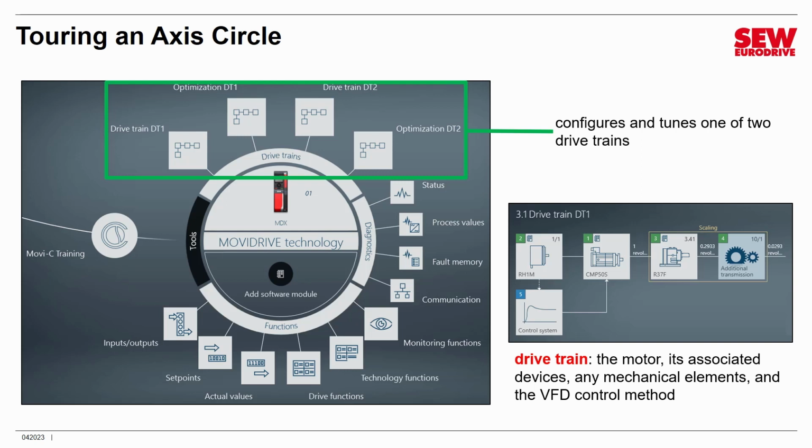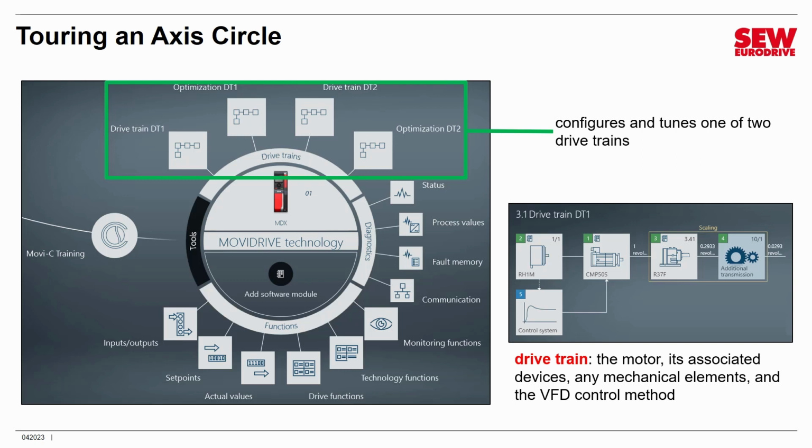Now, if you look at the example here, I've shown you a fairly complex drivetrain. There's a servo motor, that's an SEW-EURODRIVE CMP50S, that's the motor. It has a resolver, an RH1M resolver attached to the back. There's an SEW-R37 gearbox with a ratio of 3.41 attached to it that's scaling the output. And then there's a 10-to-1 sprocket drive of some kind, or gear drive, or some kind of transmission that's got 10-to-1. And so it's scaling it. And by providing all those numbers, the MOVI-C system can do calculations.